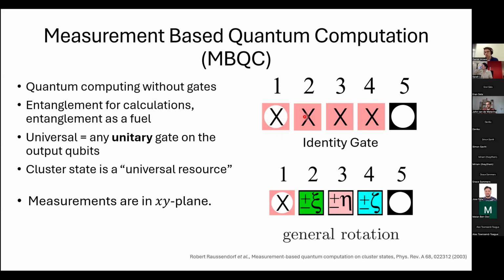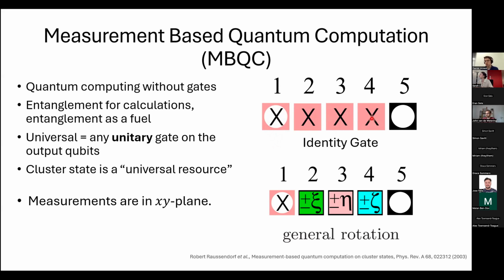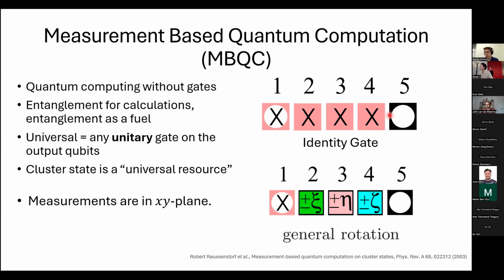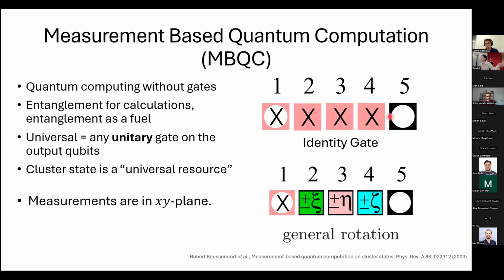Measure qubits 1, 2, 3, and 4 in the X basis. Then what people actually discovered, and this was due to Robert Raussendorf and collaborators, is that this will teleport your state from here to the last qubit. So you initiated some state psi, you connected it to this cluster state on these 4 qubits via control Z, you measured them in X, and you teleported the input to the output. This is very important. So this is doing some quantum information processing.